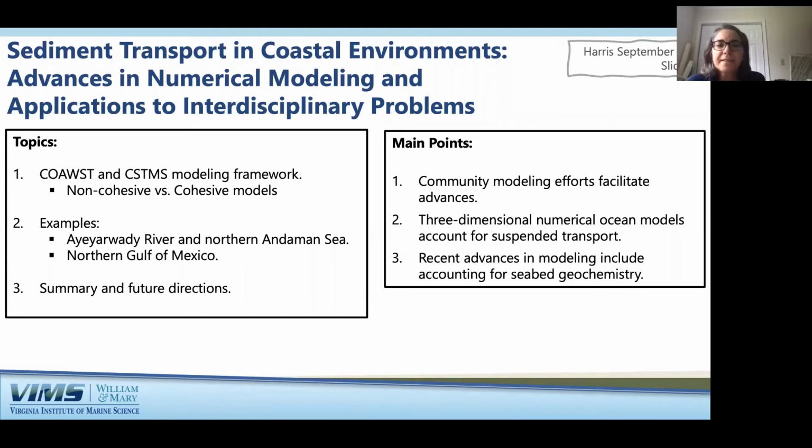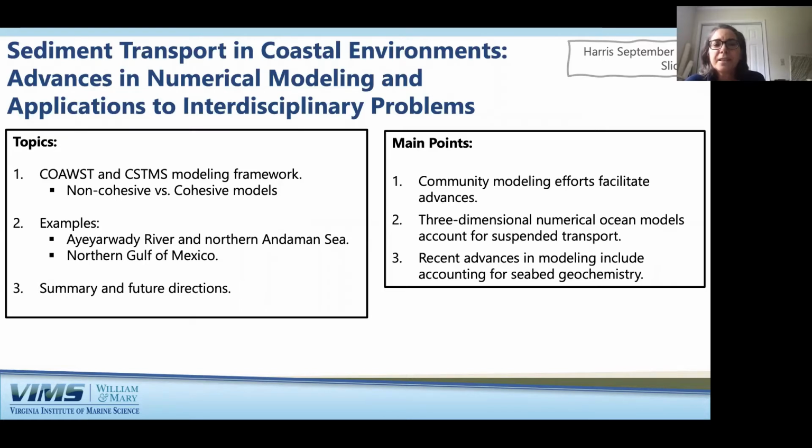So the general theme of my talk then is to try to show you some updates in how we've been developing our sediment transport models, so the advancements that we have had in those numerical models, and then how we've been applying them to interdisciplinary problems.